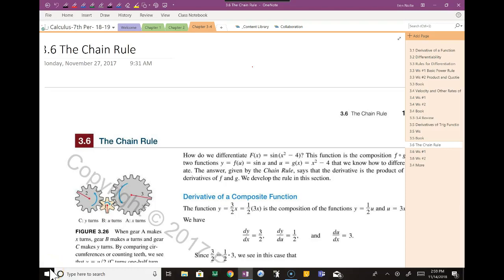So 3.6 is the chain rule, okay? Right now, the tricks that you know to derive are the power rule, which is your basic derivative. We know the product rule, when two things are being multiplied. We know the quotient rule, okay? And our fourth trick is now going to be the chain rule.